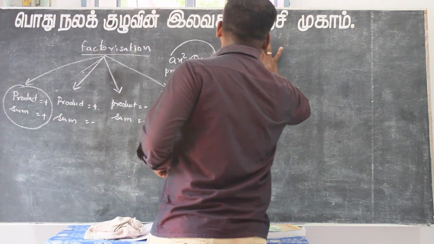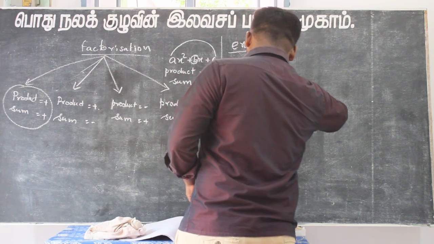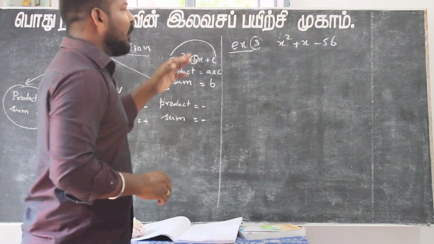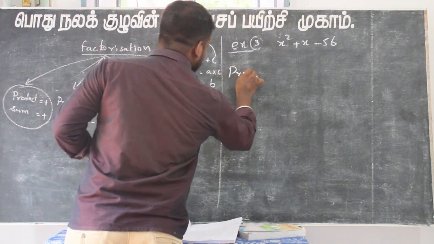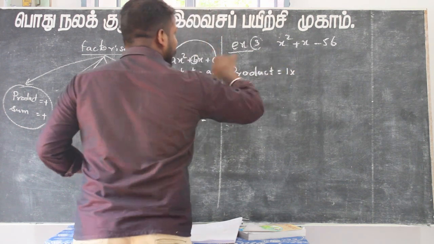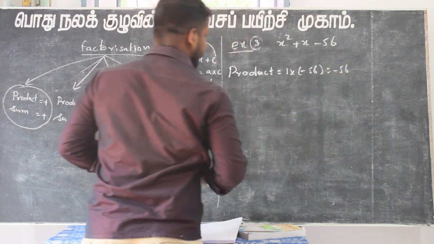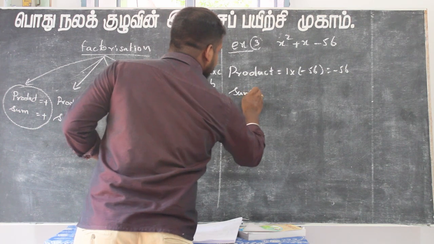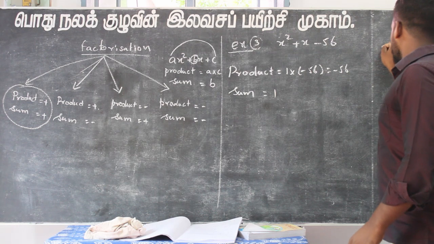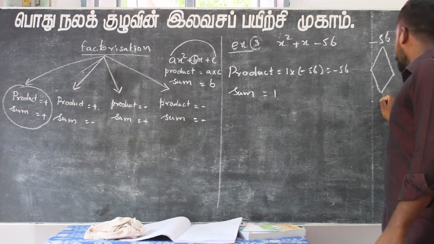So we will see one example. Easily you will recall that one also. Factorization of x square plus x minus 56. So what is the product here? Product: 1 into coefficient of x square, 1 into minus 56. What will we get? Minus 56. What about your sum? Sum is 1, the coefficient of x, that is 1. So use the diamond method. So your product is minus 56, your sum is 1.